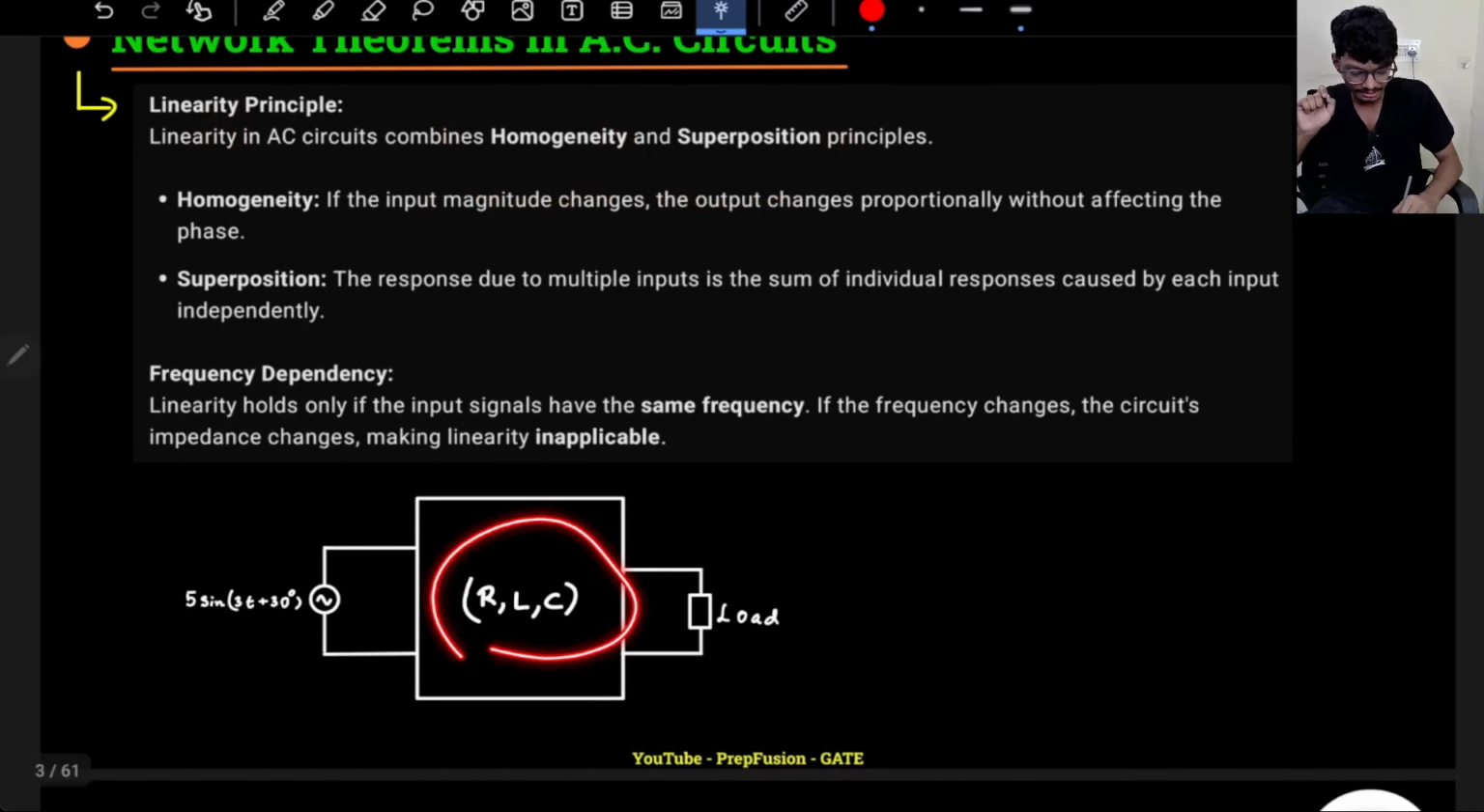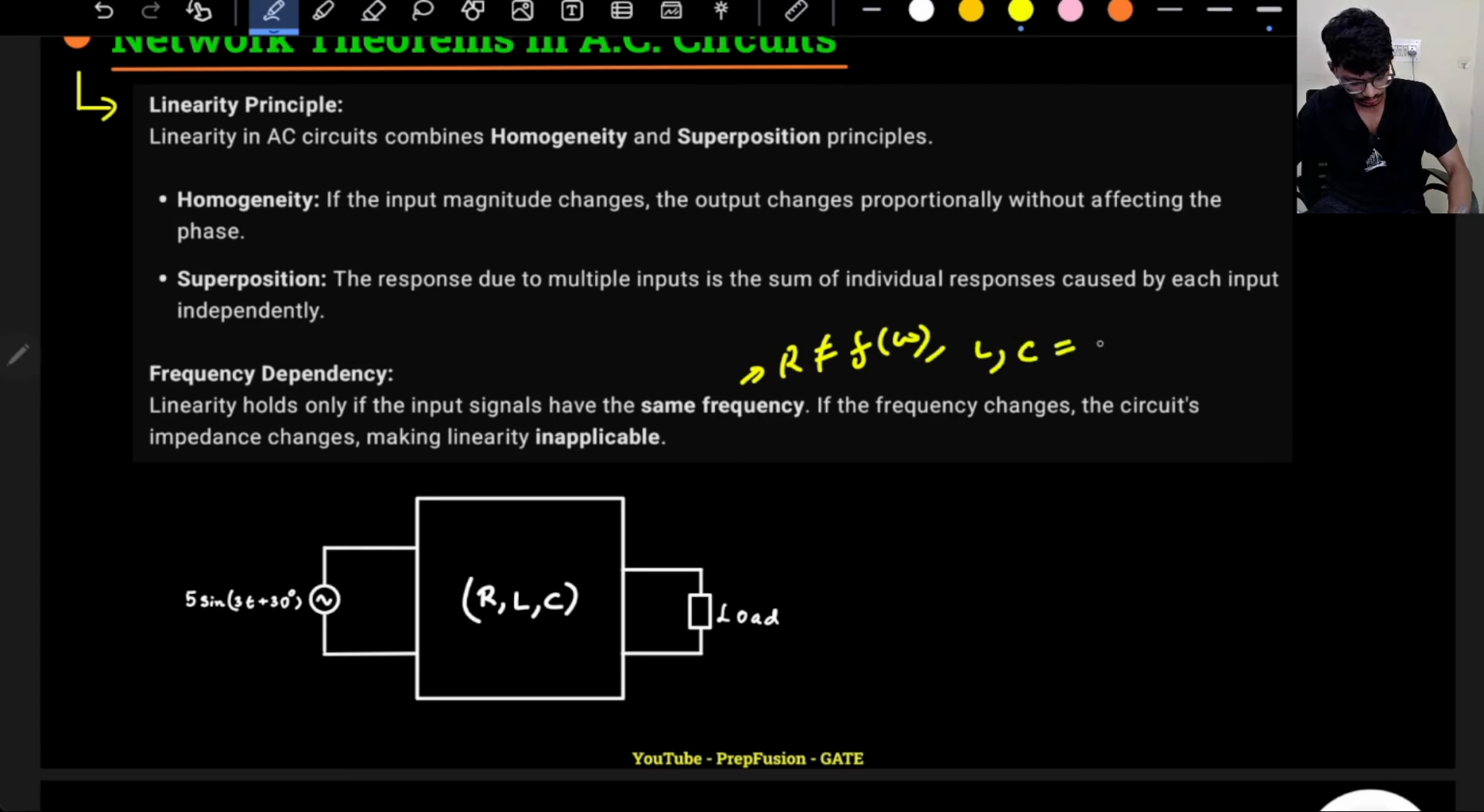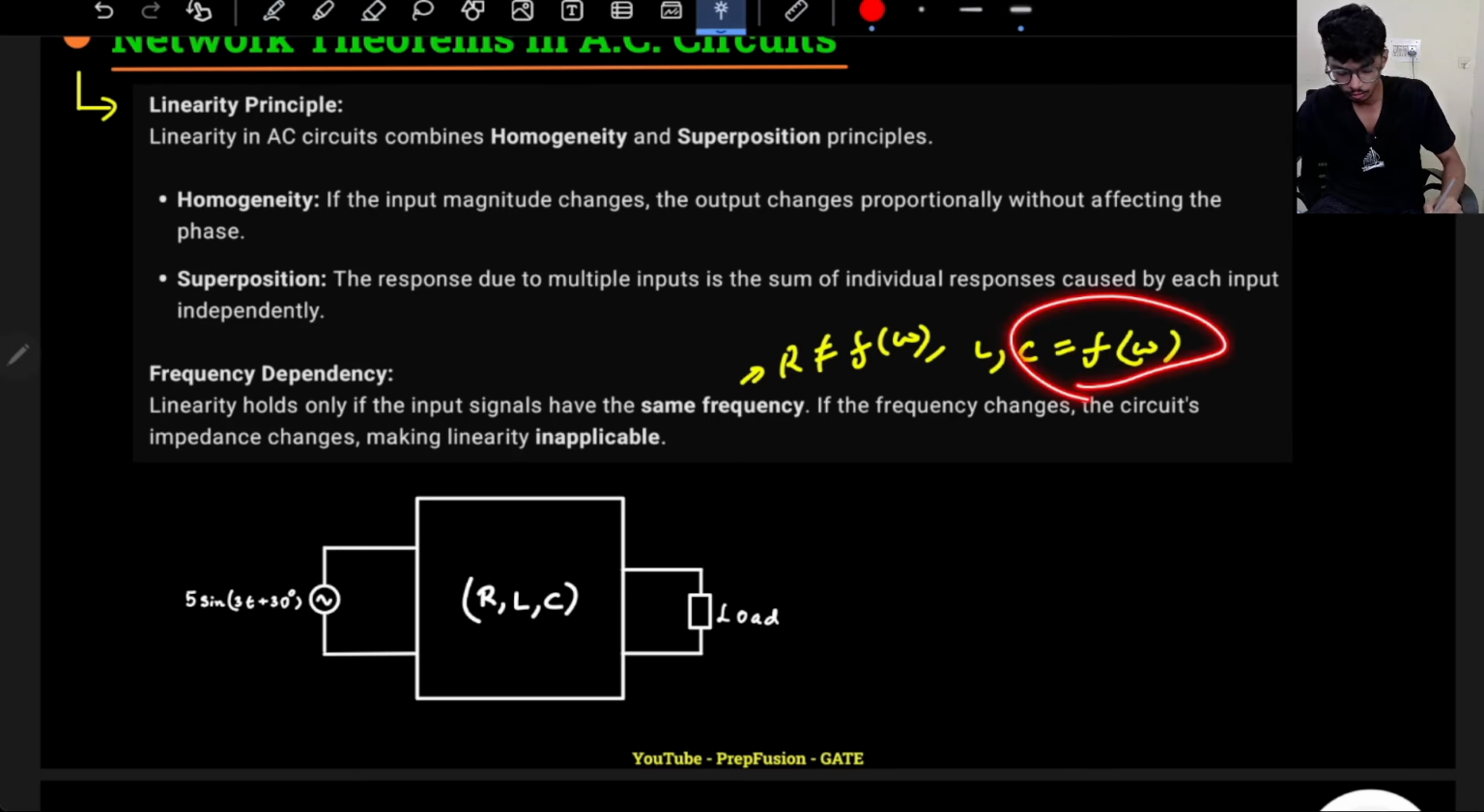And we know R, L, C, all these elements are linear in nature. So remember this thing, RLC are all linear in nature, but your input signal must have the same frequency. Why? Because I know my element like R is not a function of omega, right? R, the resistor, is independent of omega, but L and C are functions of omega. So you have to be careful here, because if your frequency changes, your impedance will change. Then everything will change, current, voltage, everything will change.